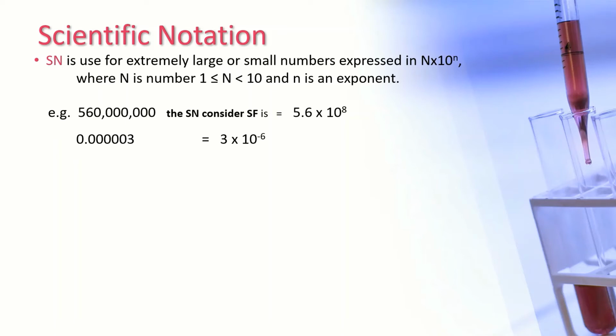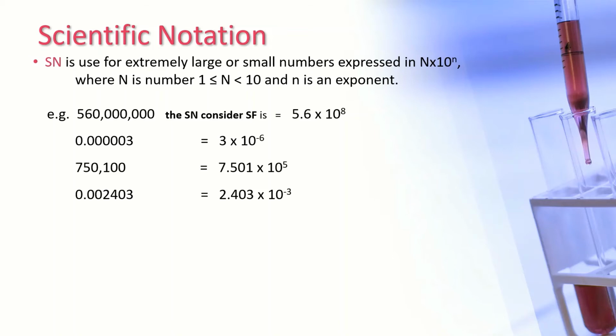For small values like 0.000003, we have 5 zeros at the right of the decimal point. So to write it in scientific notation, it is 3 times 10 to the power of negative 6. You may ask, why negative 6 when there's only 5 zeros after the decimal point? It becomes negative 6 because you have to make 3 a whole number.